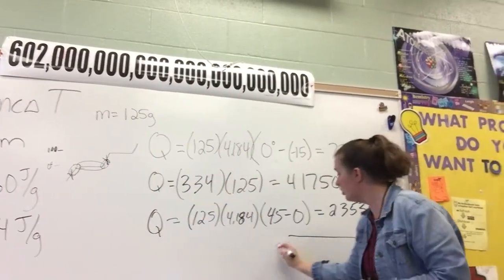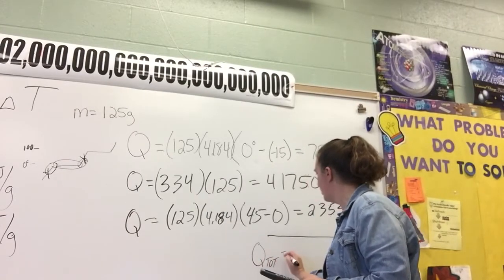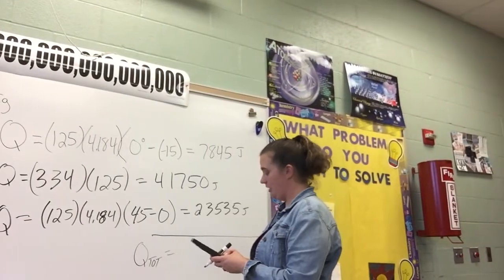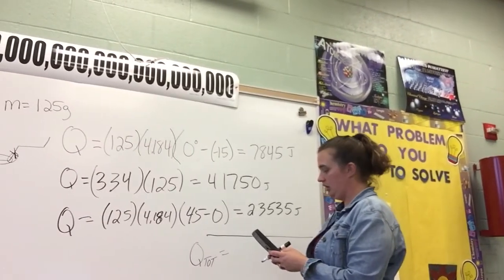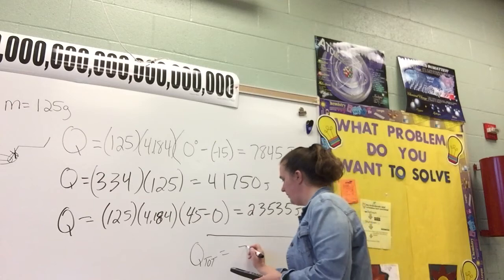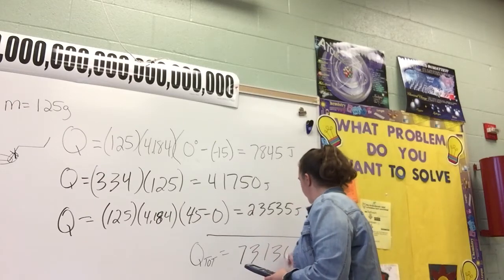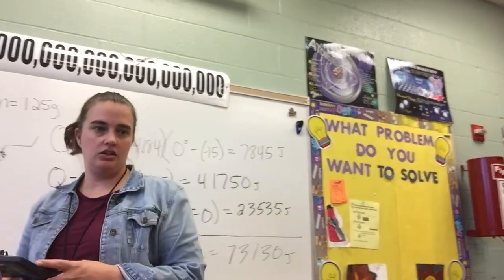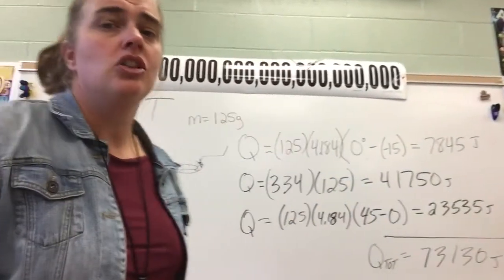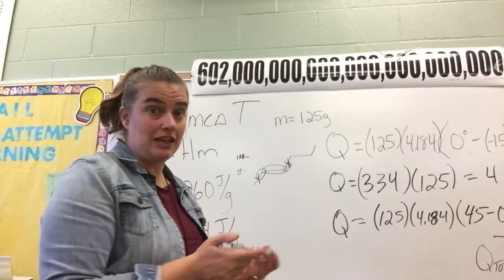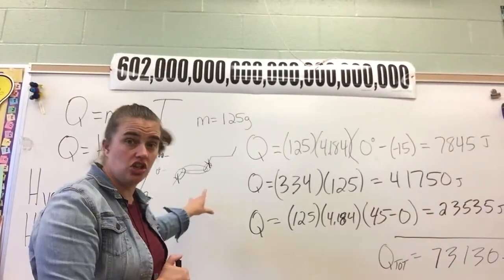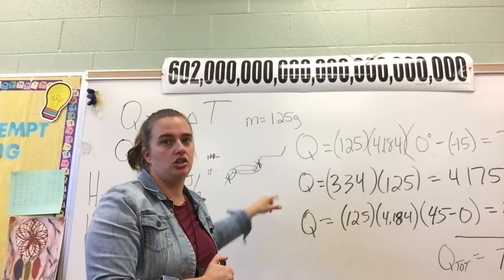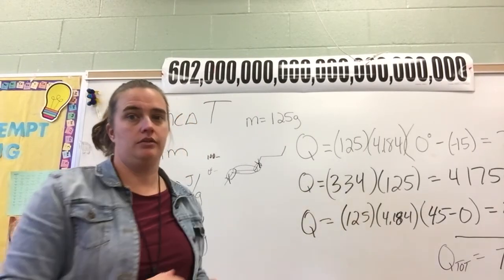Now for a Q total, all I have to do is add them together. And that would be the amount of energy needed to go from negative 15 degrees Celsius to 45 degrees Celsius. So that is why I want to see this little phase change graph up here, so you know how many Q values you need to calculate. Okay?